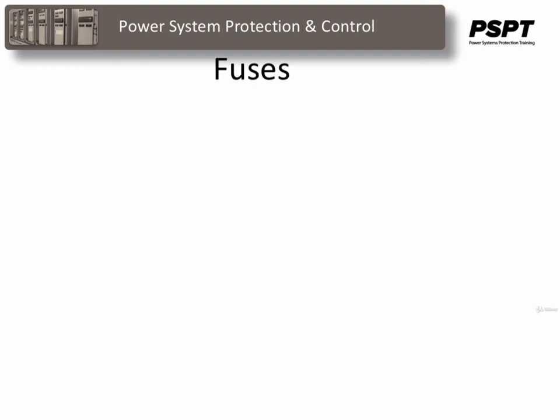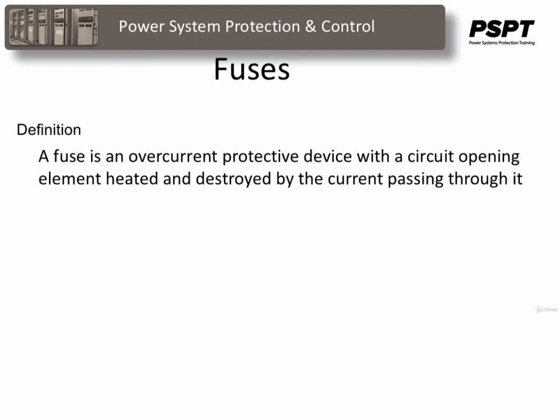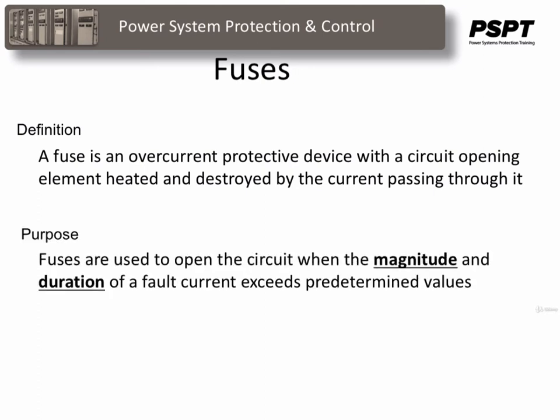By definition, a fuse is an overcurrent protective device with a circuit opening member heated and destroyed by the current passing through it. The purpose of a fuse is to open the circuit when the magnitude and duration of the fault current exceeds predetermined values.